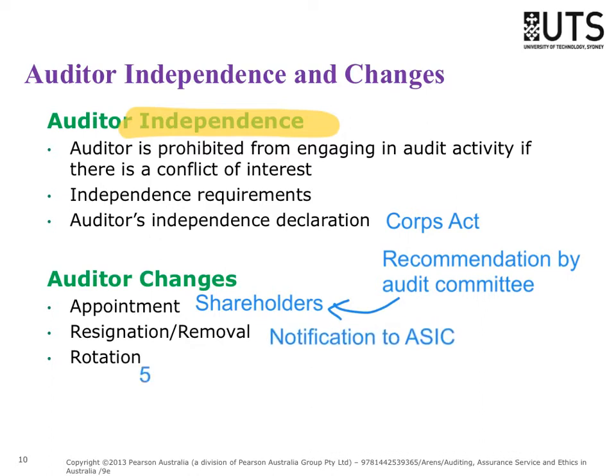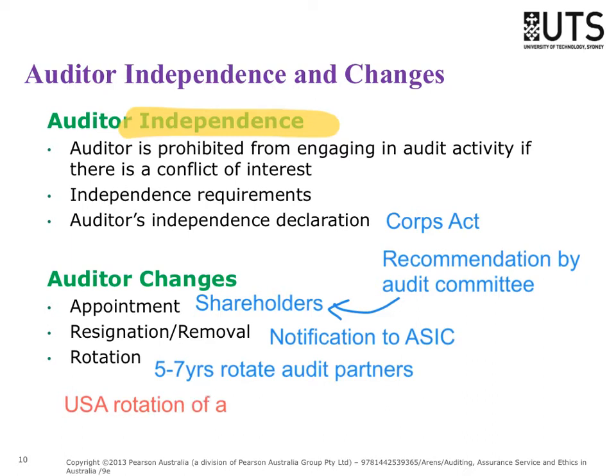And then I mentioned rotation. Every 5 to 7 years, we must rotate audit partners. Now, this is a little bit different. So that's the Australian regulation. In the United States, we have USA rotation of audit firms. Now, why does the US rotate audit firms while we rotate audit partners?